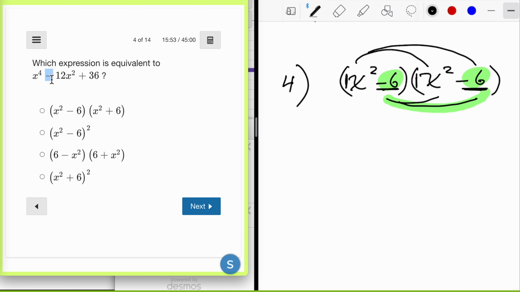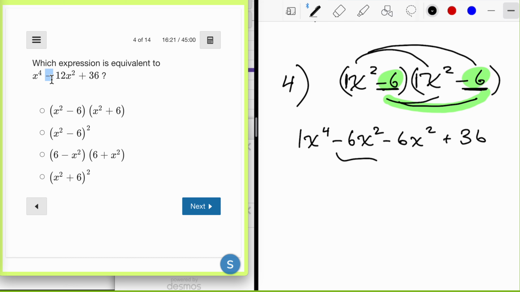You went through the first choice, it didn't work out. Second choice: 1x squared times 1x squared is 1x to the fourth, because remember you multiply your coefficients and add your exponents. Negative 6 times 1, negative 6x to the second. Inner terms: negative 6 times 1x to the second, negative 6x to the second, and then you have plus 36.